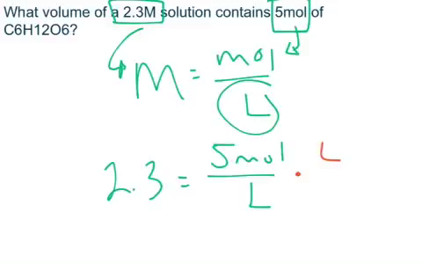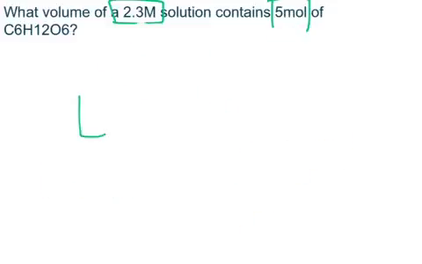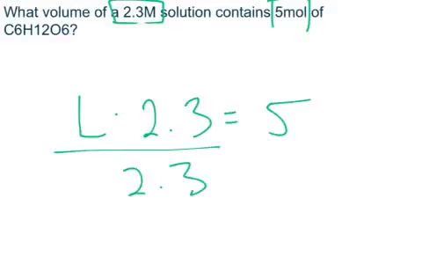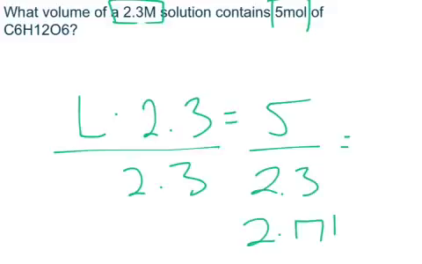So first, I'm going to multiply both sides by L so that this cancels out. And now we have L times 2.3 equals 5. So really we solve by dividing, not by multiplying. And the answer is 2.17 liters.